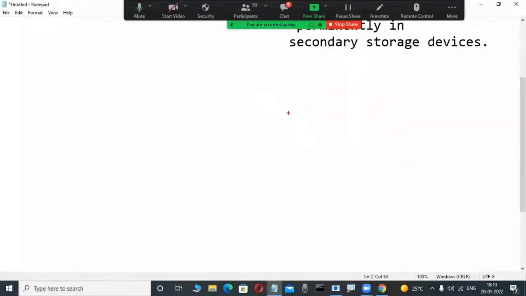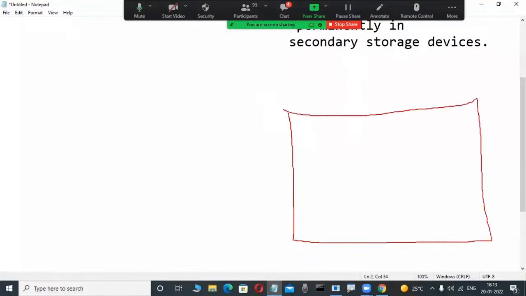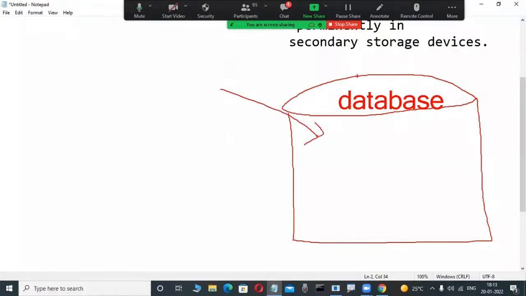Whenever I install Oracle software into my system, some place is automatically created in the hard disk. Maybe this place is called the database. Many people think like that: in this place we are storing data, a random collection of data. That is absolutely wrong.